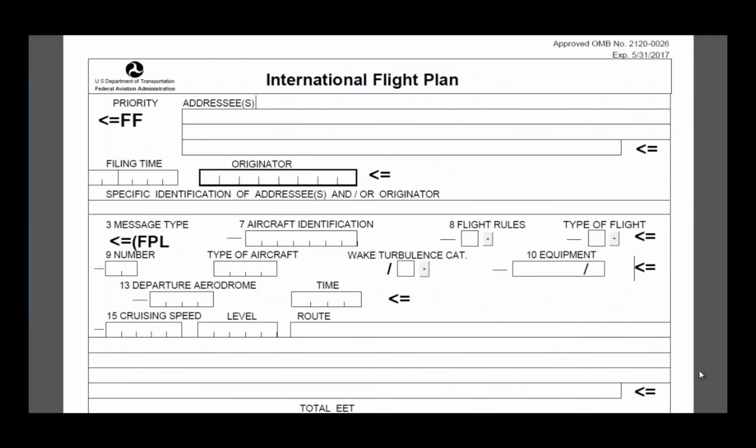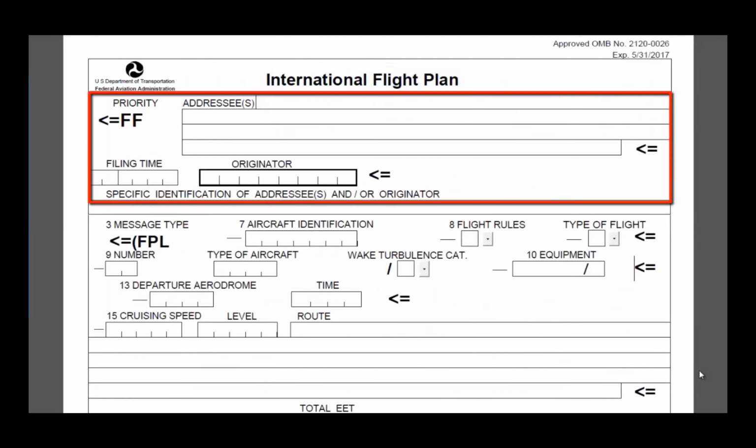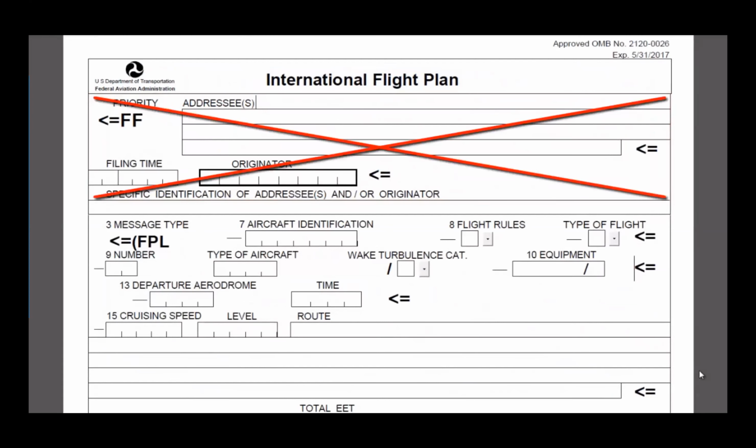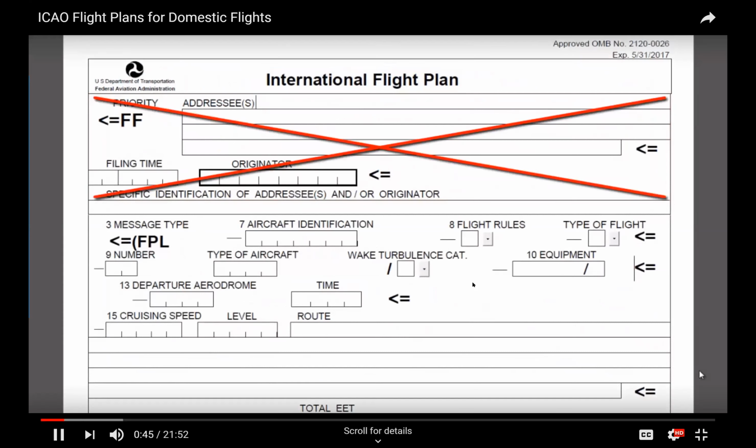It's got 3 sections. The top section, the priority section. This is the first of 3 sections on the ICAO flight plan. You can pretty much ignore this section because it is to be completed by the air traffic facility. So you will never be using this.